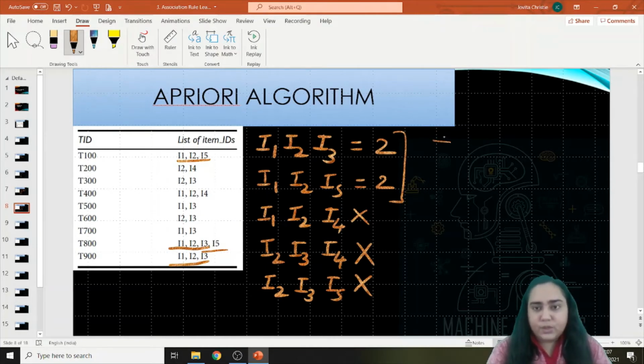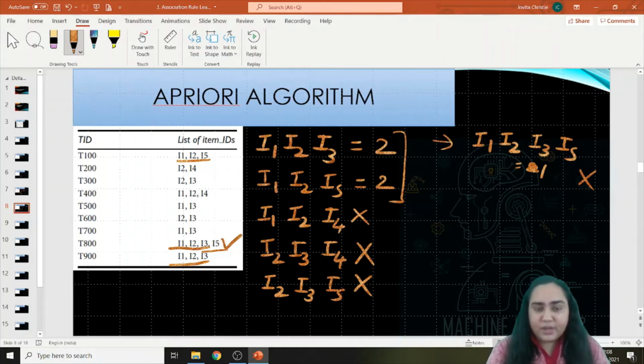What do we do now? We could also create a combination of 4 items. What can that be? If you combine these two, you can see I1 and I2 are common. So you can create another item, I1, I2, I3, and I5. But then when we look at the list, these appear together only in one position. Sorry, the support count for this will be 1, and that's why I can remove it because it does not satisfy my minimum support count. So that's it. We've got all the items that are appearing together with a support count of 2 or more.